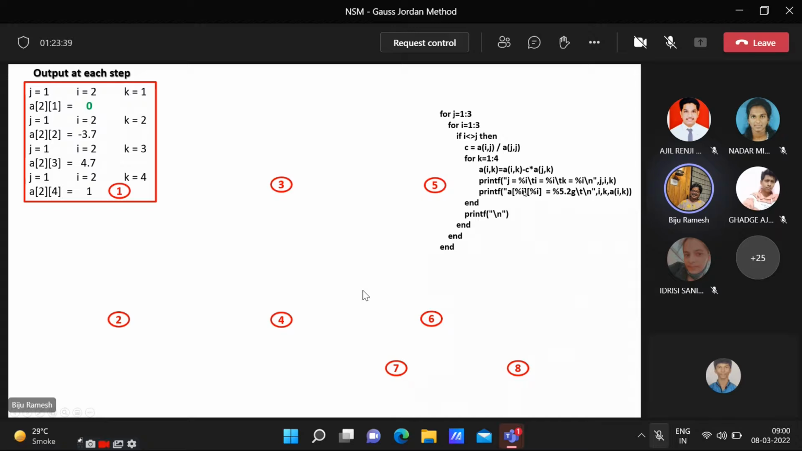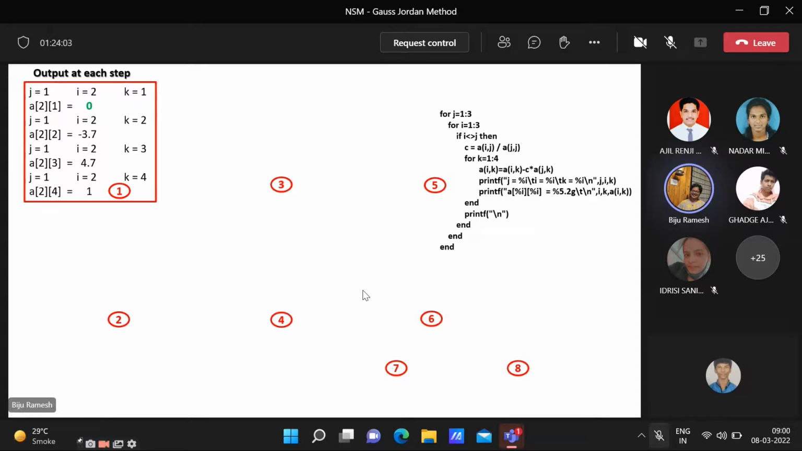Okay, and I have printed a of I comma k. This one I have printed this value. See here, a of I comma k I have printed. Okay, so I have just added a print statement so that I will see what is happening in each loop. Just for that I have added a print statement so that you will also be convinced.